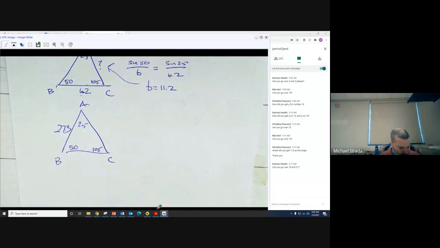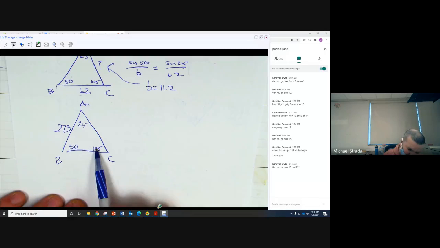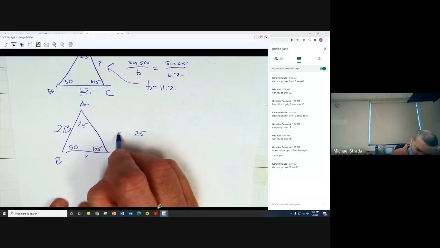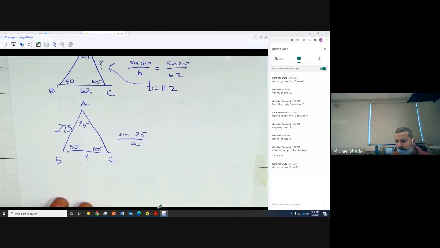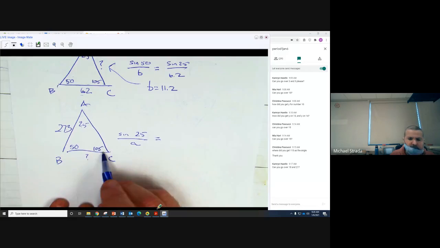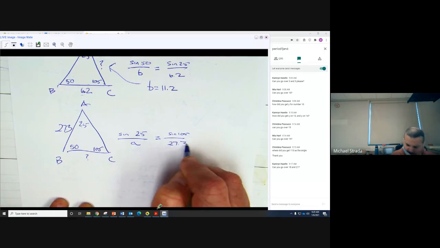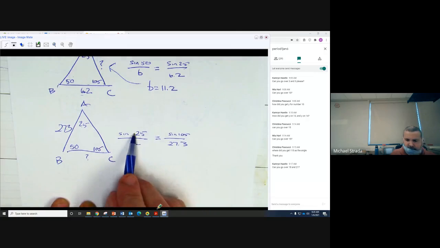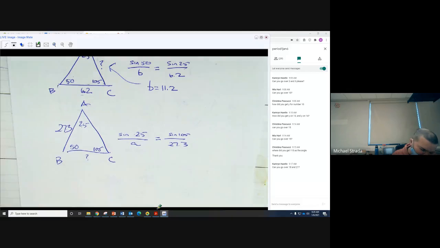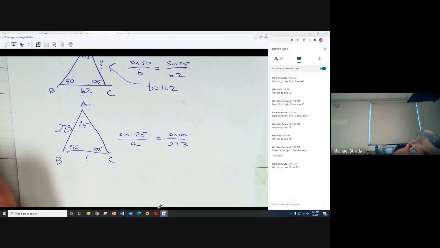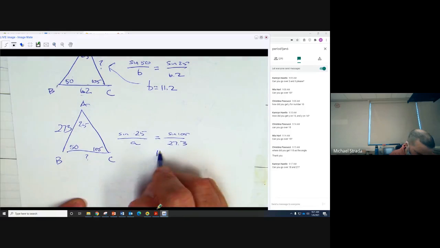And the one underneath, they tell me AB is 27.3. They want to know what is BC, which is little a. Capital A is 25, so the sine of 25 over little a equals, they give me the 27.3, so the angle opposite of that is the 105. The sine 105 over 27.3. I'm going to cross multiply 27.3 times the sine of 25, divide that by the sine of 105. And I get 11.9.